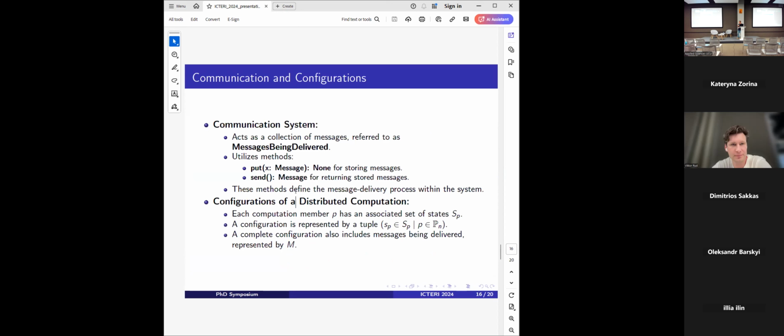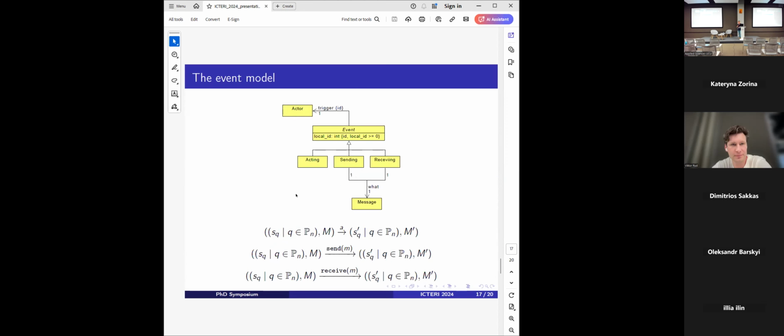So also we have this model of a communication system, and the system can be configured. Then, yeah, 17 from 20. Just a second.